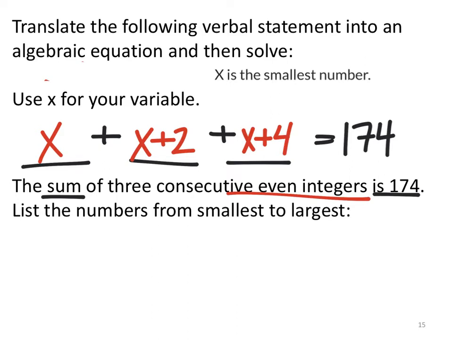All right, now, you could solve this exactly the same way that we did that last problem. It's just solving a regular multi-step equation. Combine your x's, combine your 2 and 4, subtract the 6, divide by 3, okay? But I'm going to do this a different way, and I like this way, actually. Whether you like it or not is really up to you, okay? But 174, I know it's the sum, and there's other math that we can relate to sums of many values.